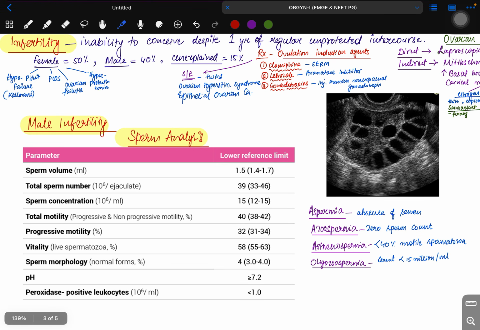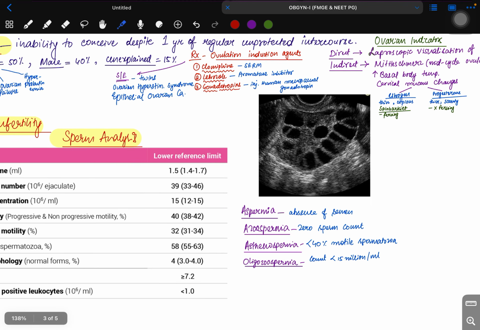Now the male infertility, we have to do the sperm analysis. The semen volume has to be 1.5. The sperm concentration should be 15, total motility should be more than 40, progressive motility should be more than 32, the vitality should be more than 58, like this, the pH should be more than 7.2. So all this, the sperm morphology, this chart you have to remember.